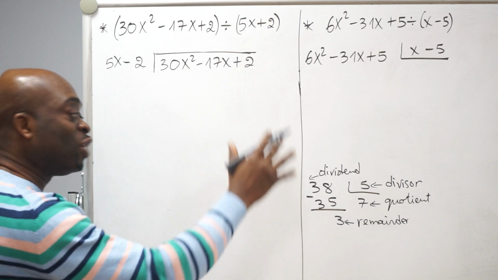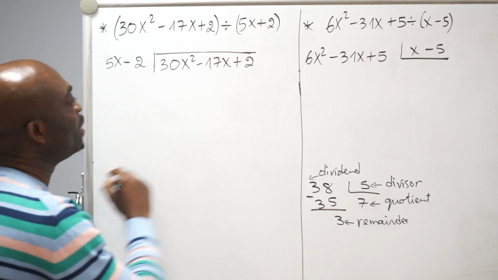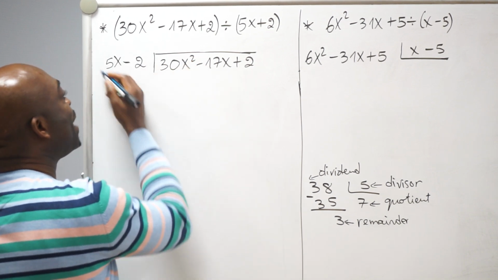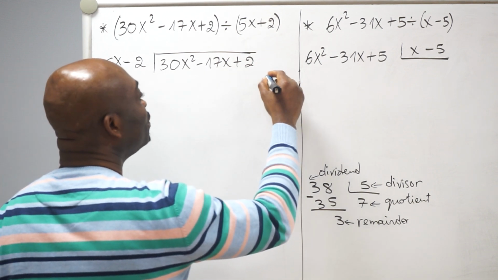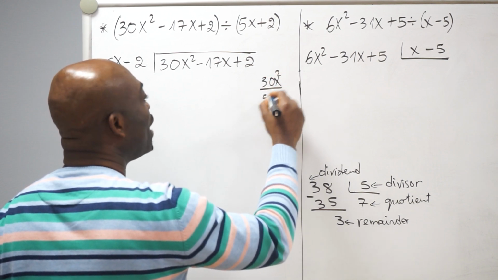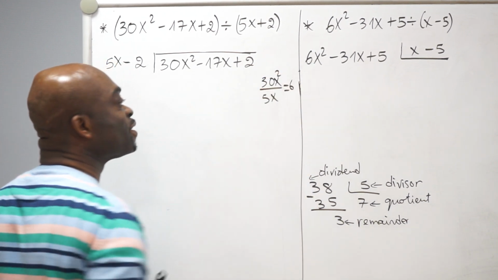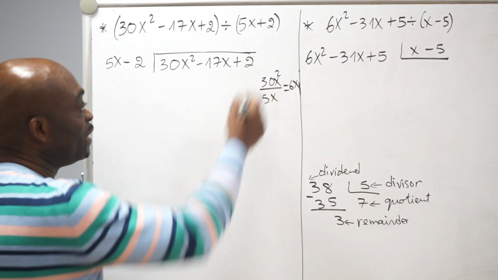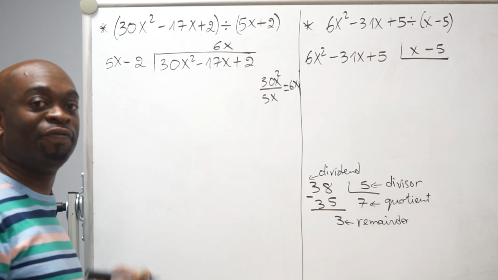So we know this. We're going to translate it to the problems that we have here. What does that mean? That means we're taking 30x squared, the first term of the dividend, divided by the first term of the divisor. So we have 30x squared divided by 5x, right? 30 divided by 5, we all know, is 6. And then x squared divided by x gives us x. So 6x is what we get out of the division of these two terms. The 6x then goes here because it is a part of our final answer.